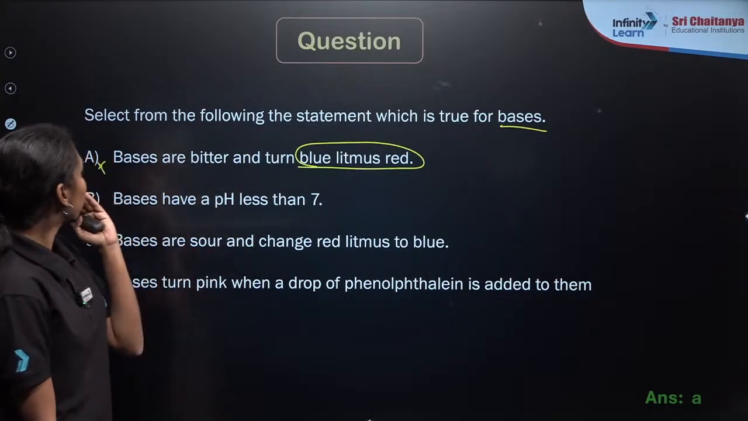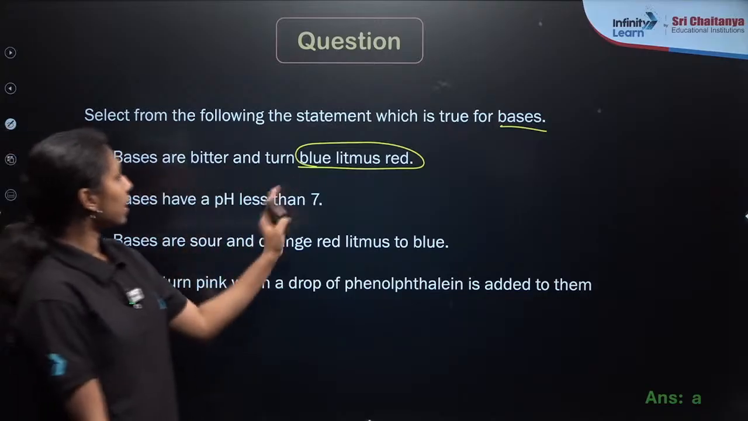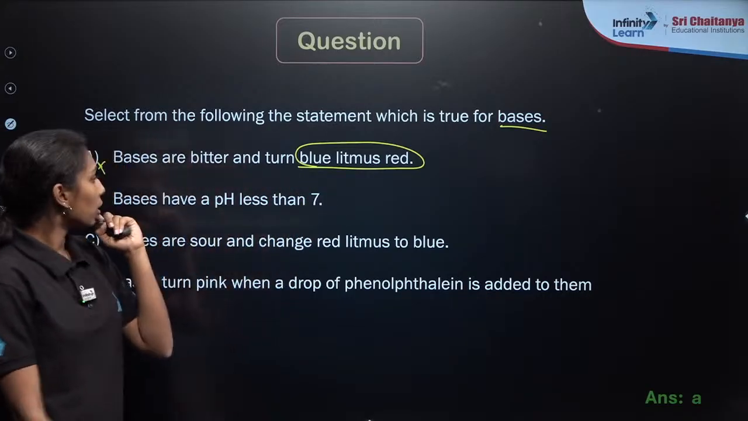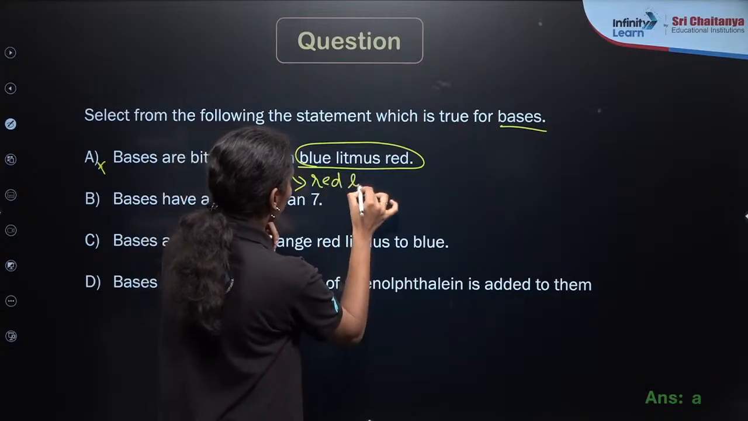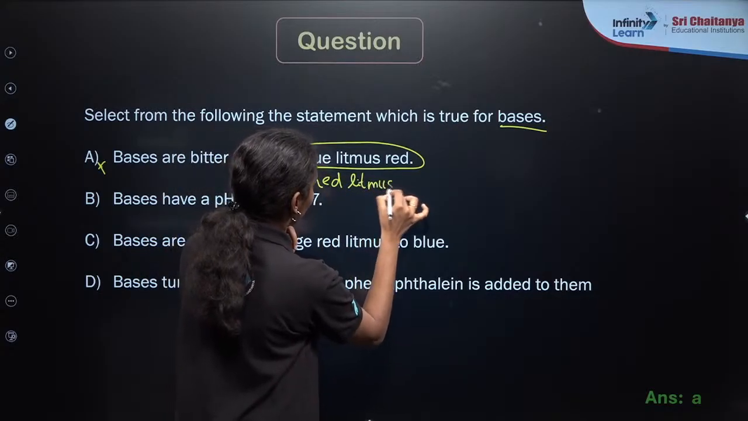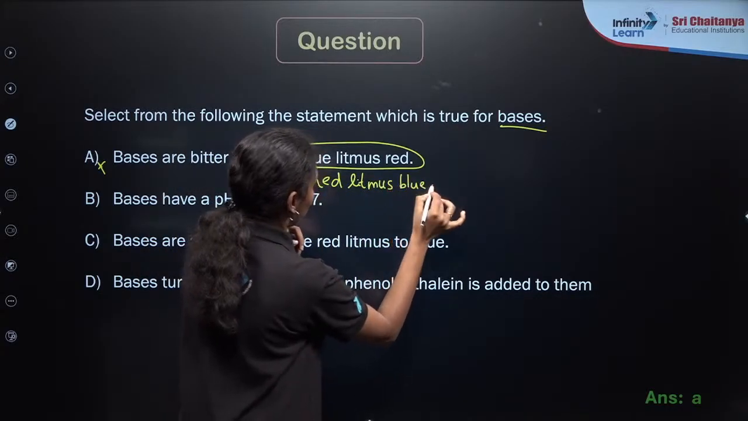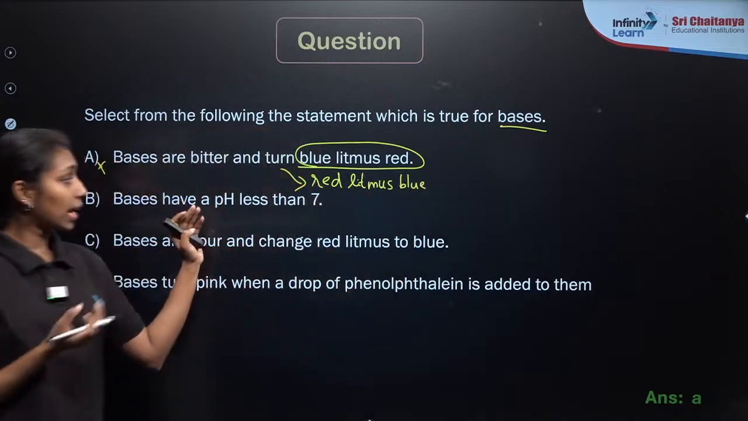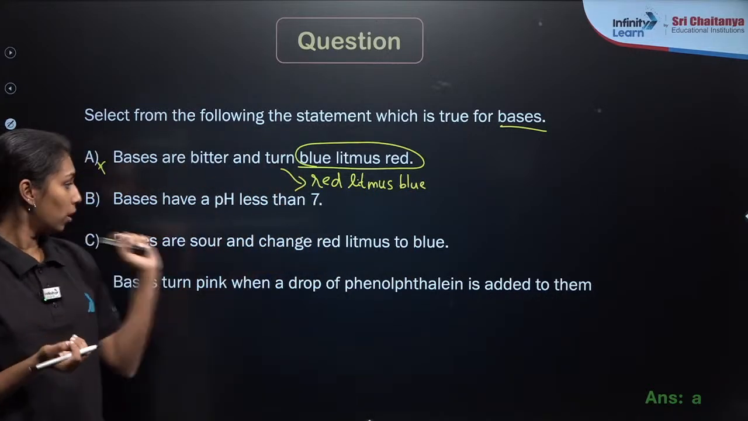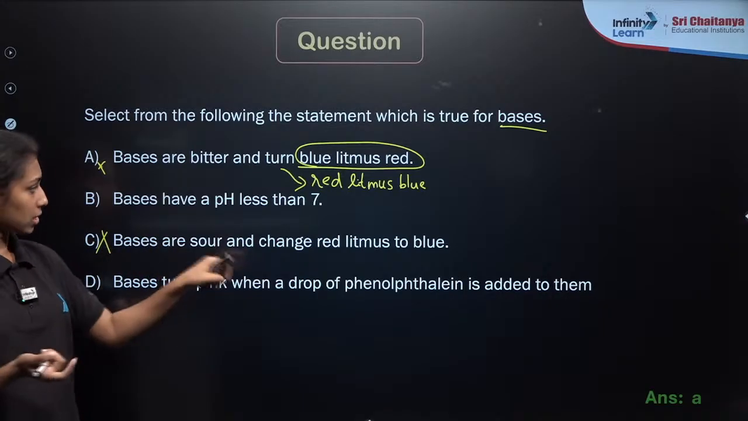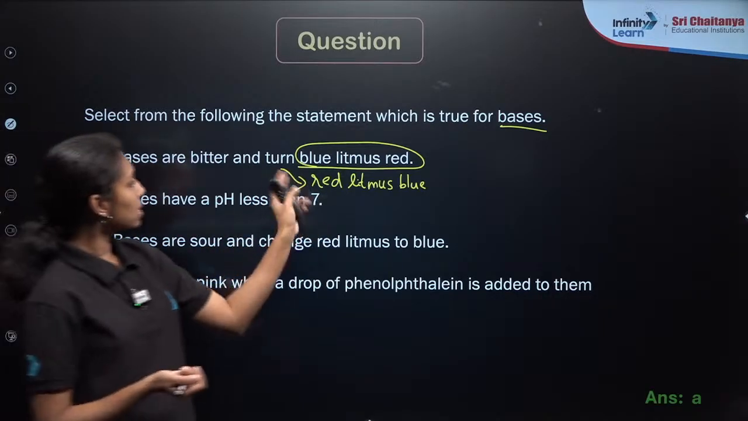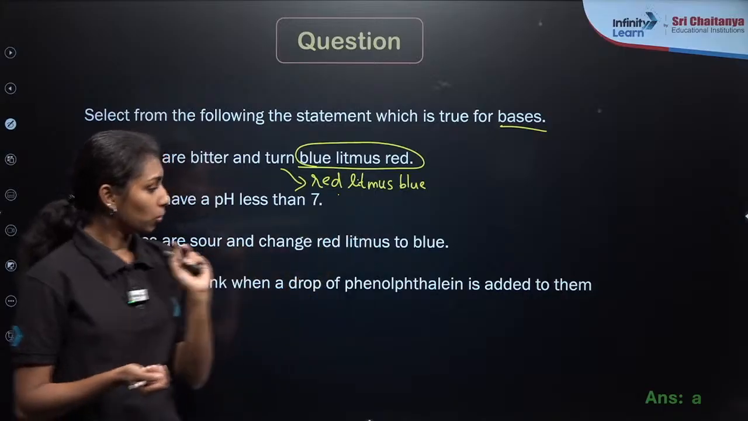So I think this is a mistake in the options given. So the correct statement will be red litmus to blue. Then, all the bases are bitter in taste and turn red litmus to blue. Here also we cannot say this is the one, as acids have the sour taste. So option A will be the correct answer if you change the statement to red litmus to blue.